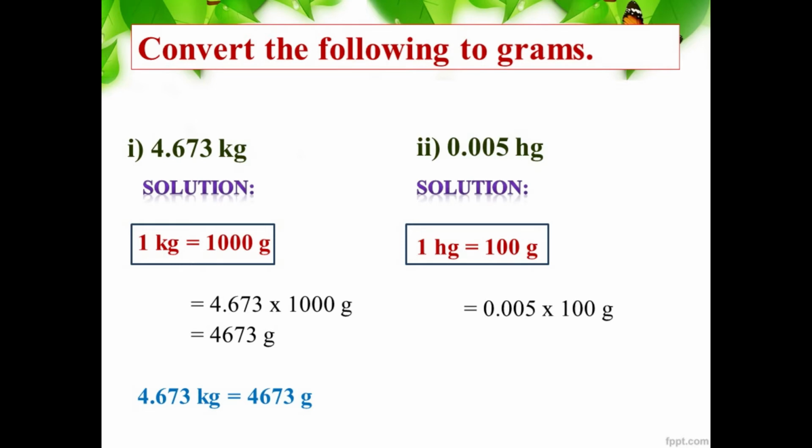Therefore, 0.005 into 100 gram is equal to 0.500 gram. If there are zeros to the right side of the decimal number, and if no other number continues after that zero, we can neglect it. Therefore, the answer is 0.5 gram. And the solution for 0.005 hectogram is 0.5 gram.